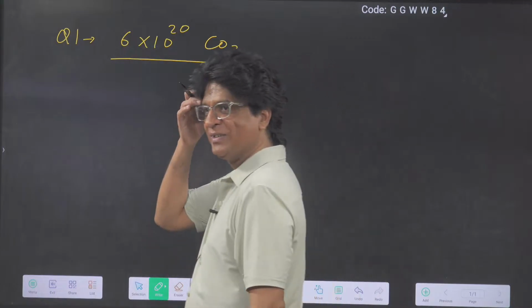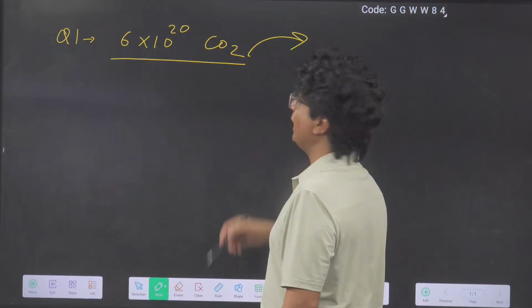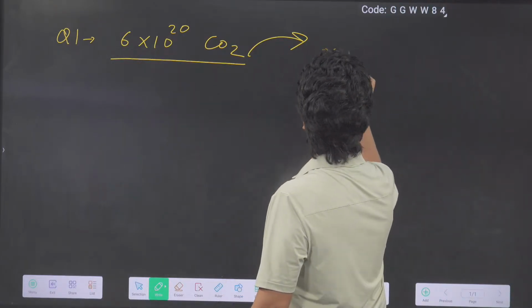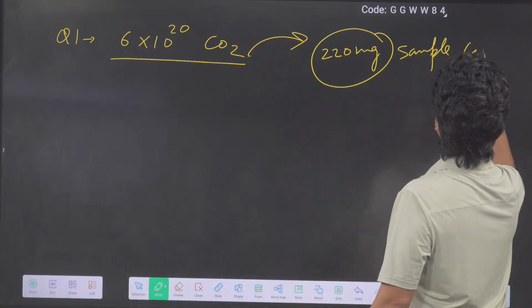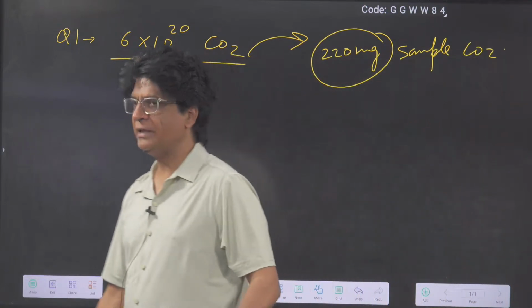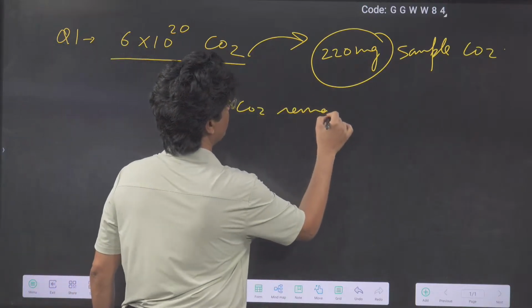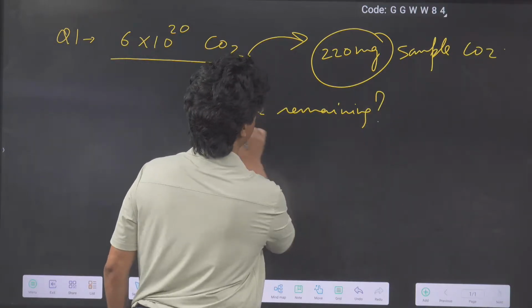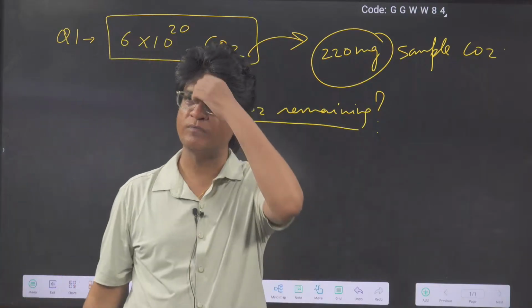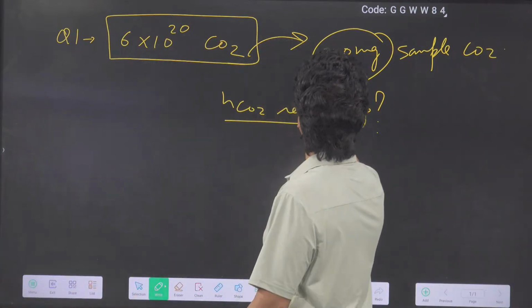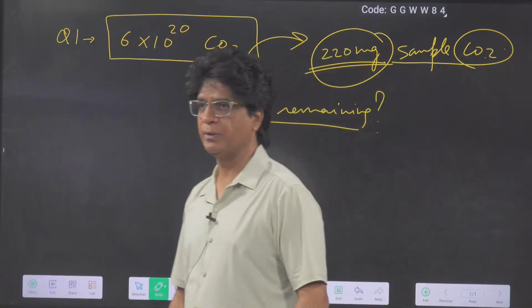So, acha, see, 6 into 10 to the power of 20 molecules of CO2 are taken out from the 220 milligram sample of CO2, right? Then my question is, find the number of moles of CO2 remaining. That you have to tell me. I repeat again: if 6 into 10 to the power of 20 molecules of CO2 are taken out from a 220 milligram sample of CO2, find the number of moles of CO2 remaining in the sample.